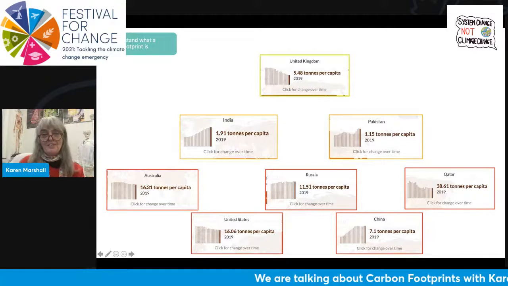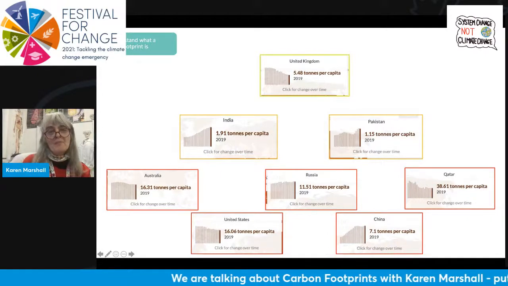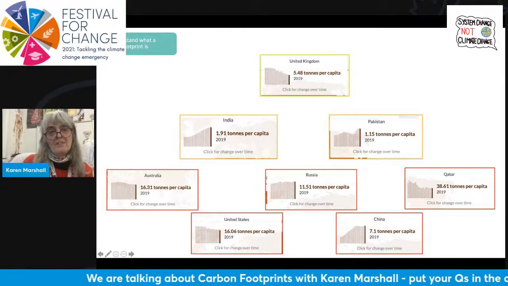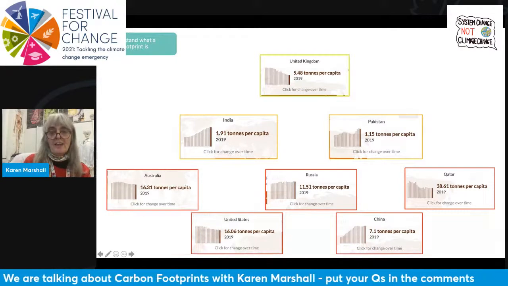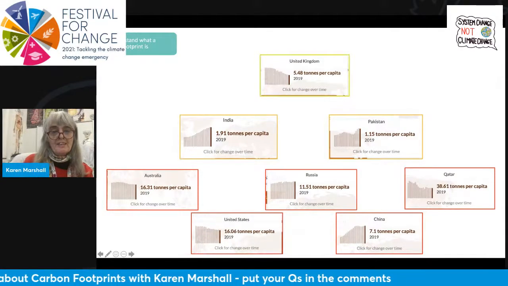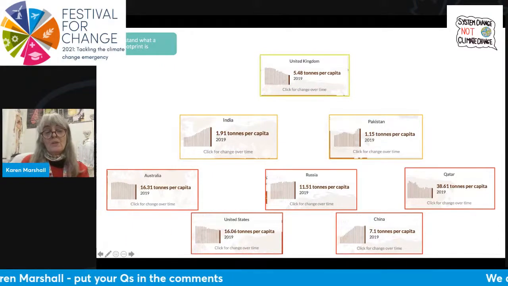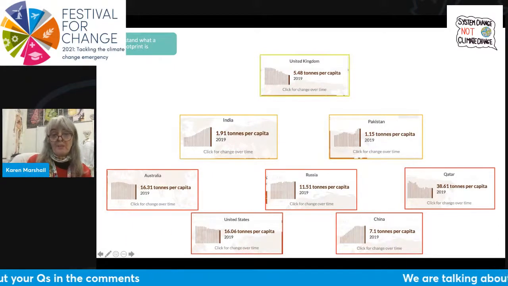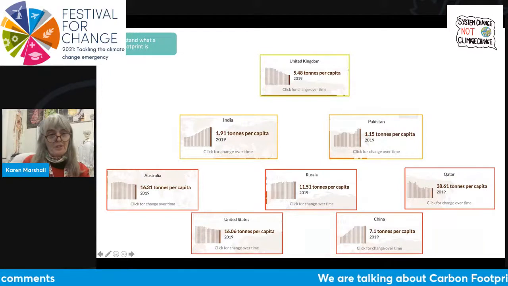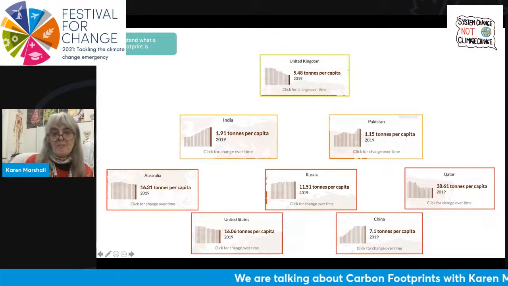On the orange category, we've got developing countries. The example here I've given is India and Pakistan. They are developing economies, and as their economies develop, unfortunately, it has been built on coal, so their emissions are rising. And then the red group, the big emitters, Australia, Russia.